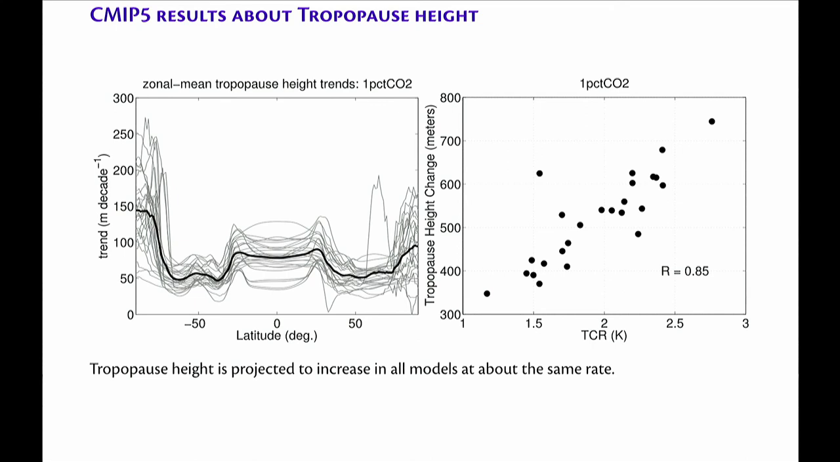This is the height of the tropopause in a whole bunch of CMIP models as a function of latitude. And this is meters per decade. So, you know, they're all varying, but on average, the CMIP models are increasing in height by about 70 meters per decade, which is kind of not insignificant, especially if you're an airline and you want to fly in the stratosphere to get above the weather, you're going to have to fly higher.